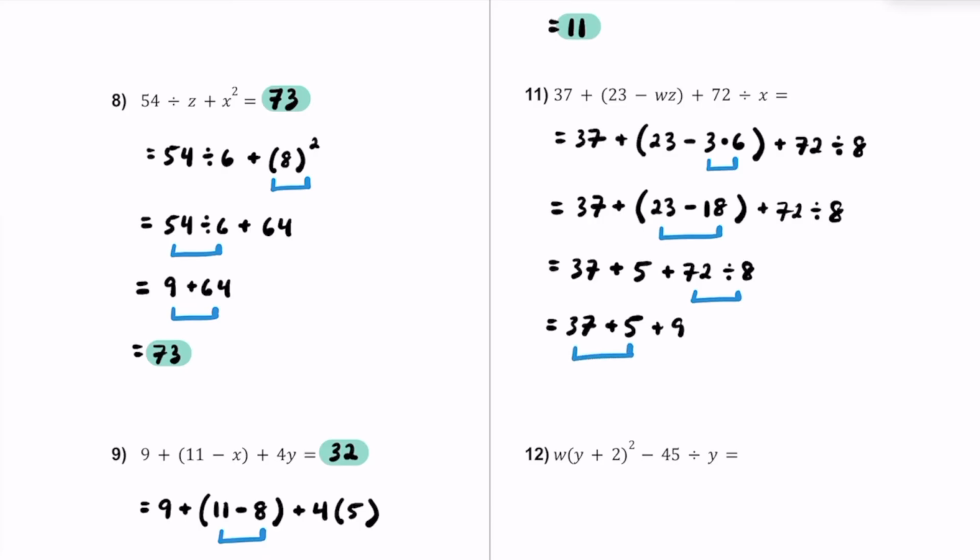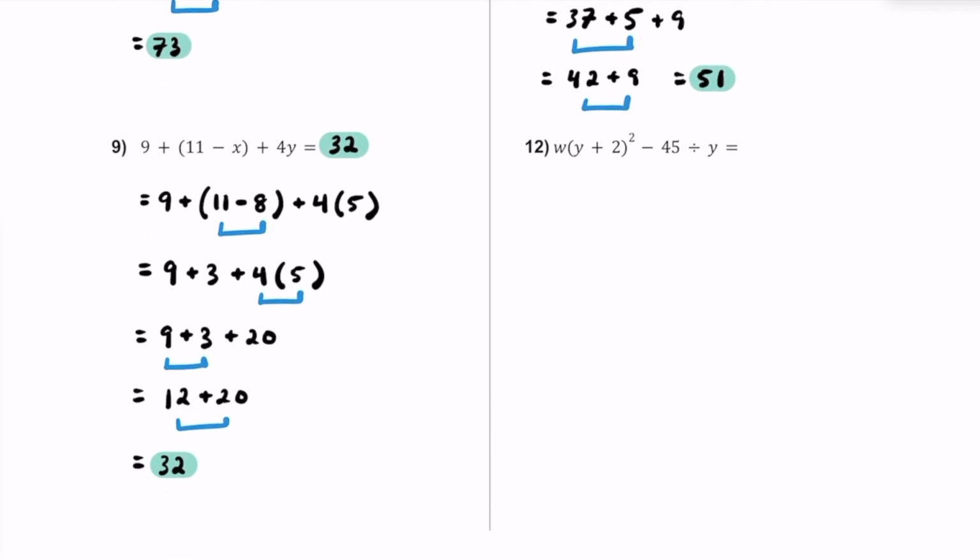Let's go from left to right. 37 plus 5 is going to be 42. And then finally, this 42 plus 9 here is just going to be equal to 51. I'm going to write that over here to the side. That would be the value of this expression.